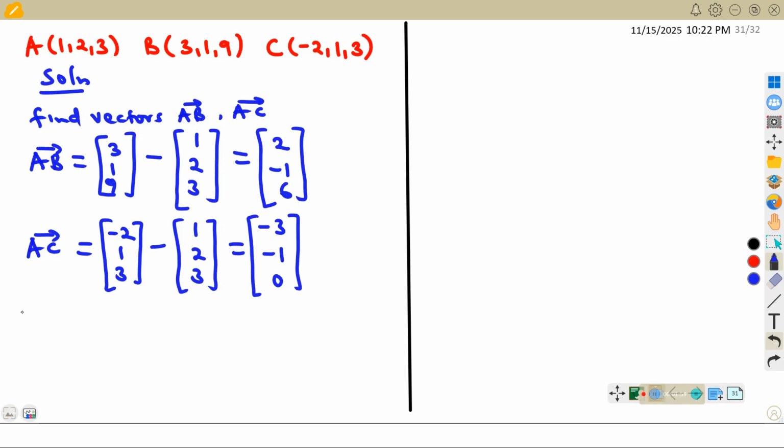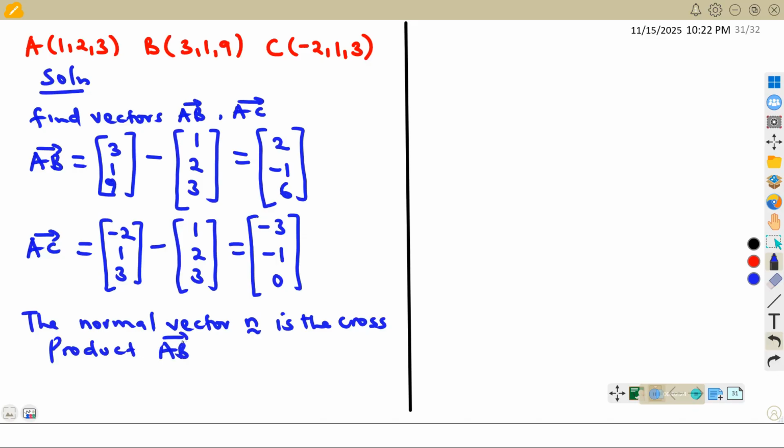So from that, this will help us in obtaining what we call the normal vector. The normal vector n is actually obtained by getting the cross product AB cross AC. So it means we can easily get our n by taking the cross product of AB and AC. So we shall have i, j, and k, then AB is 2, negative 1, 6, and AC is negative 3, negative 1, and 0.